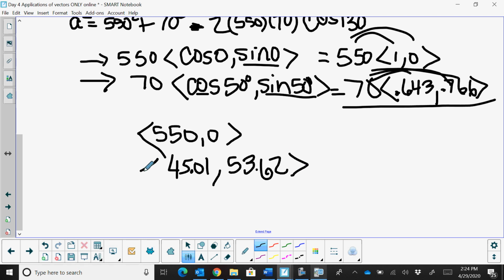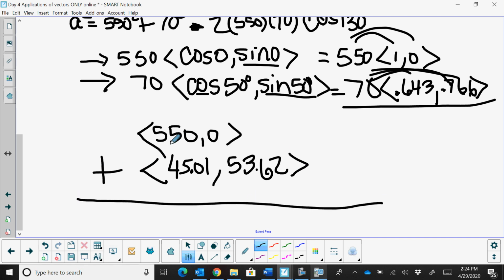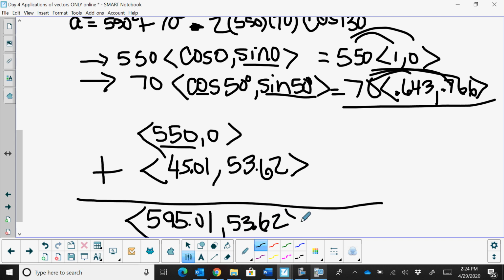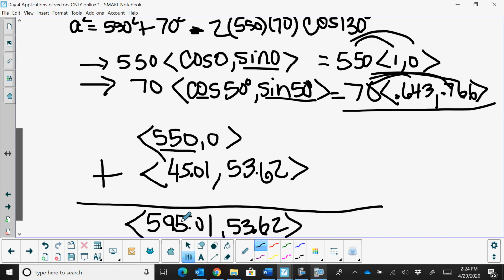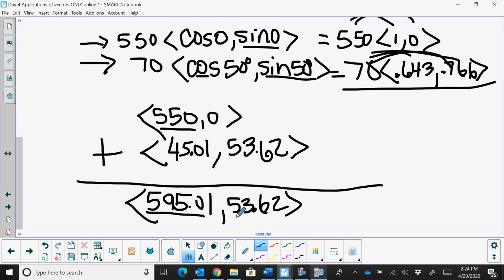Now, I'm going to take these two vectors and add them together because I've got the plane plus the wind. So this is 595.01, and the vector is just 0 plus 53.62 is 53.62. So what does this vector represent? That represents this purple triangle I drew. So the horizontal direction is 595, and the vertical direction is 53.62. So that's the right triangle that then would create this vector that represents the path of the plane.